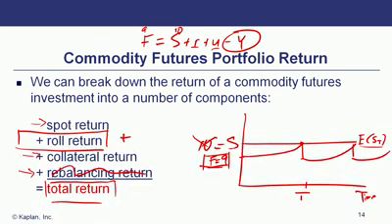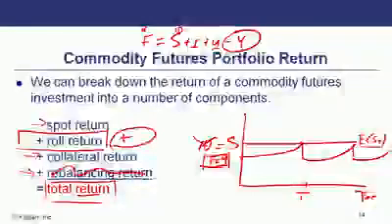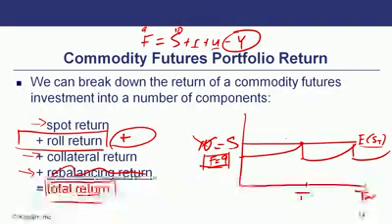And if the markets are backwardized, then the roll return ends up being positive. So this total return from this collateralized commodity future investment ends up being higher than one would have expected because we have this normal backwardation that occurs and gives us a positive roll yield.